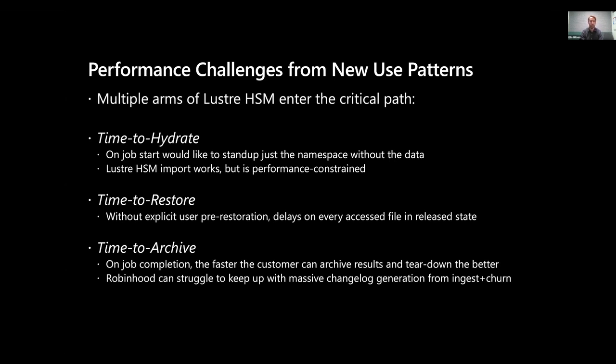At the end of a job, because this is a cluster-per-job kind of mentality, at the beginning you want to hydrate as fast as possible to start the job. Once the job's running, you're basically just slamming the file system for the entire duration. And at the end, you want to tear down the file system as quickly as possible in order to save costs. Since you're archiving it back to Azure Blob or some other object storage, you can do all your post-processing elsewhere. As a result of this no-idle-time pathology, Robinhood and other frameworks can really struggle to keep up with the changelog, the rate of changelog generation from the ingestion and then job execution.